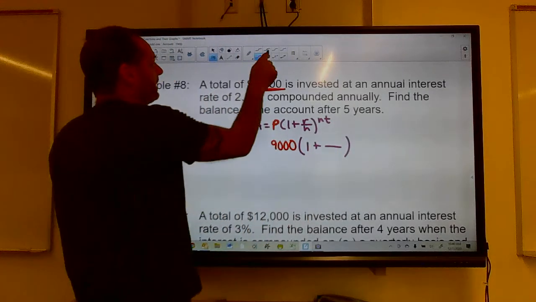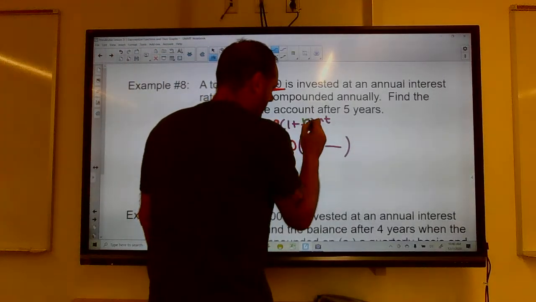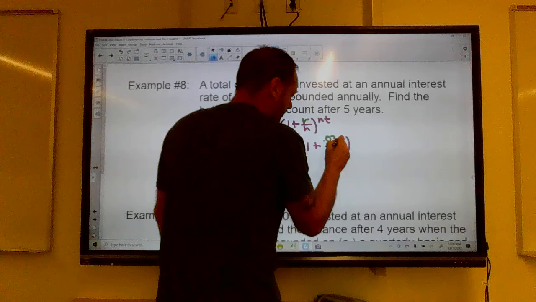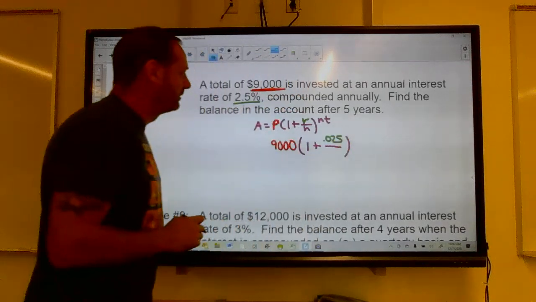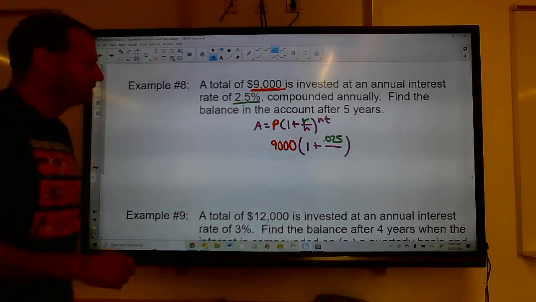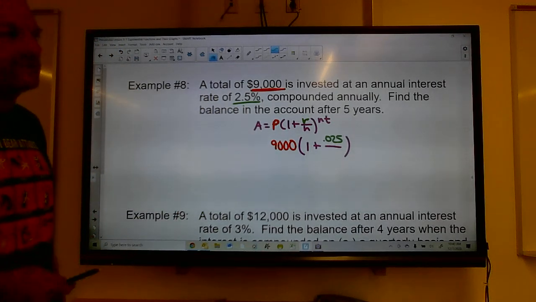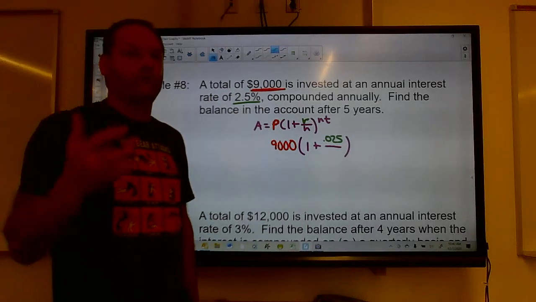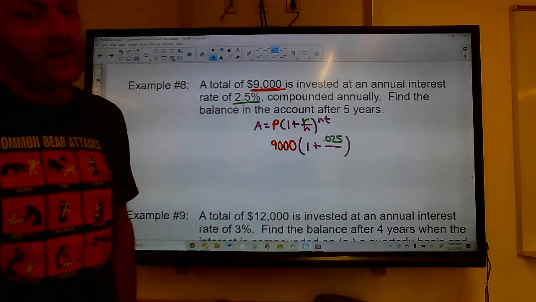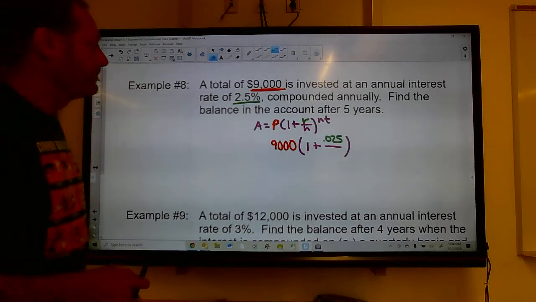Okay, my interest rate, 2.5%. That's going to go right here. That's 0.025. I have to move the decimal 2 places to the left here. Okay, 1%, 0.01. I cannot tell you how many times I tell somebody, oh, it's 1%, and they put down 0.1. That's 10%. You're going to have way too much interest if that's the case.